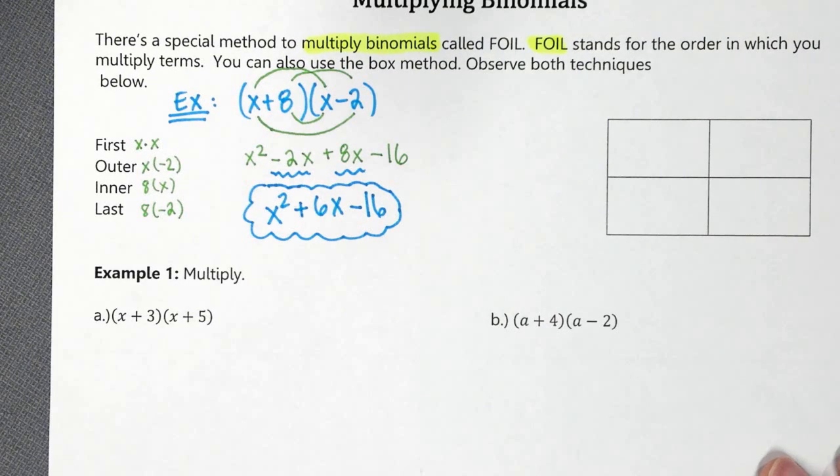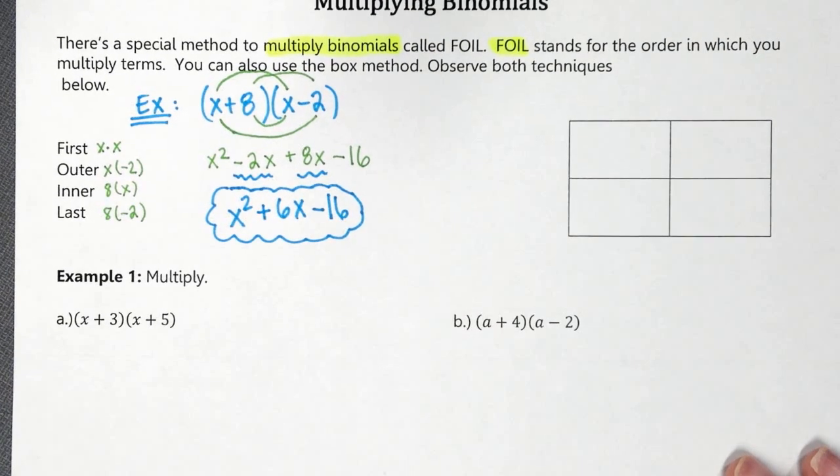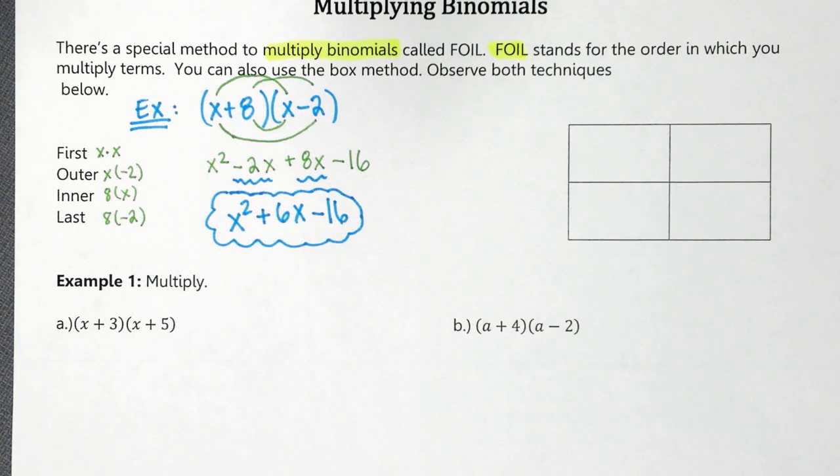So that is the most common method. It is called FOIL. That is what you will see in your future math classes. Another strategy is called the box method, and some of you might like this one better. When people are first introduced to FOIL, often this is given as a method because it helps you organize your terms together.